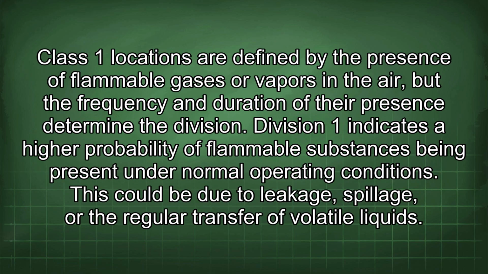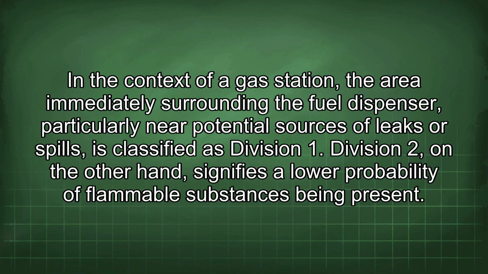Class 1 locations are defined by the presence of flammable gases or vapors in the air, but the frequency and duration of their presence determine the division. Division 1 indicates a high probability of flammable substances being present under normal operating conditions. This could be due to leakage, spillage, or the regular transfer of volatile liquids. In the context of a gas station, the area immediately surrounding the fuel dispenser, particularly near potential sources of leaks or spills, is classified as Division 1.